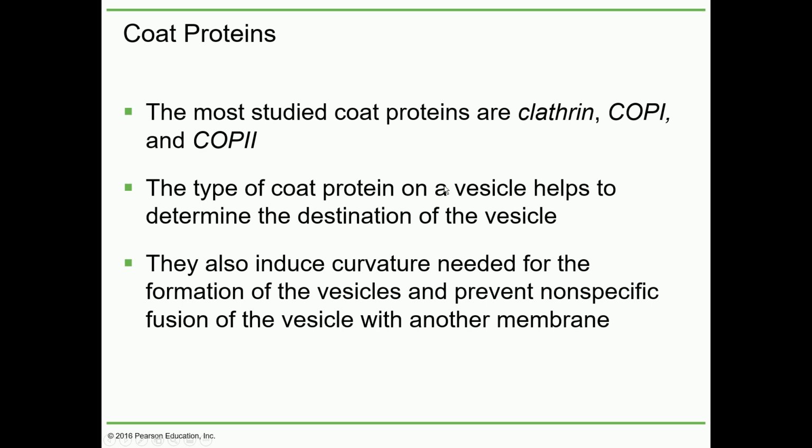You need to know their names. The type of coat protein on a vesicle helps to determine the destination of the vesicle. We just talked about receptor mediated endocytosis. In this whole process, all the endomembrane system is connected through these vesicles. So we are now going to talk about other different kinds of vesicles and what kind of proteins they have.